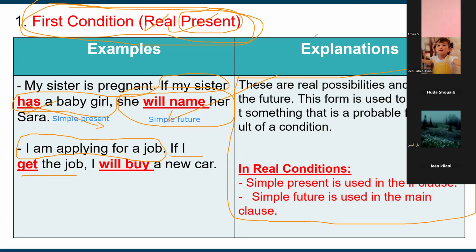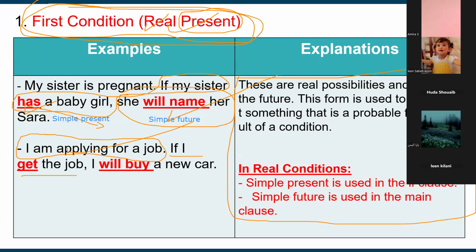How will you know that this is real present? From this sentence. The first sentence is to tell you the situation. Is it real present? Real past? Unreal past? This will help you know which condition you have to use. Did you understand now? Great. Yalla, did you send some answers, girls? Let me check.